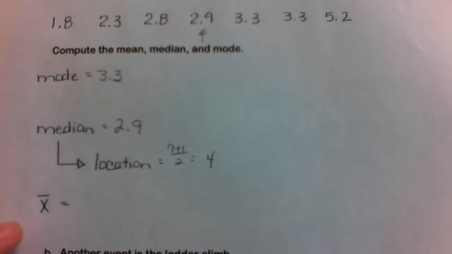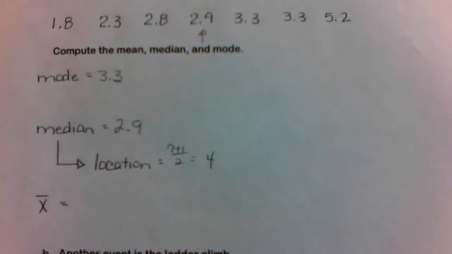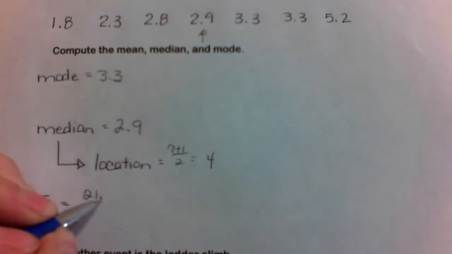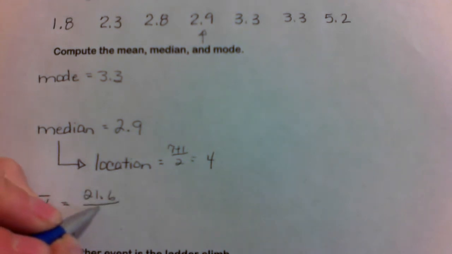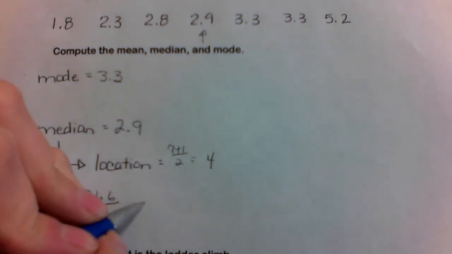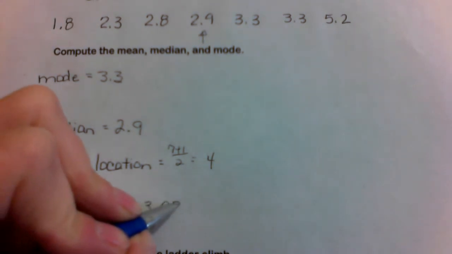Then to find the sample mean, add all of these numbers up on your calculator. And when you add them up, you get 21.6. And there are 7 numbers, so I'm going to divide by 7. So 21.6 divided by 7 is 3.09.